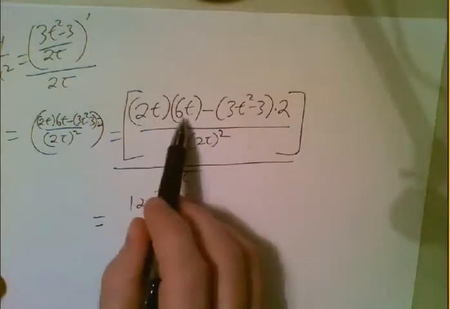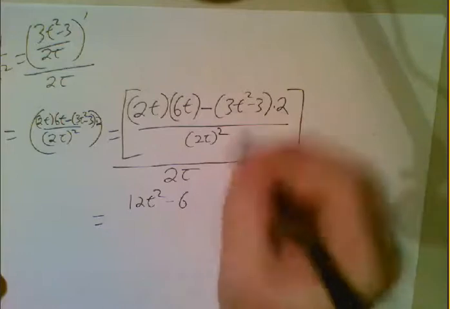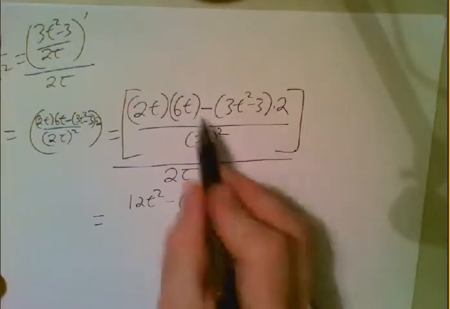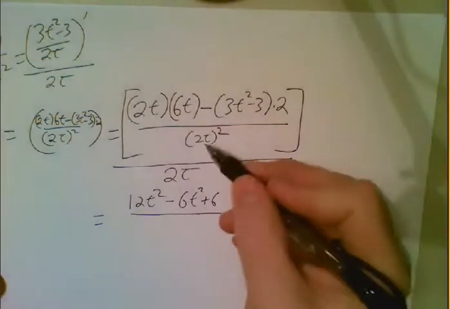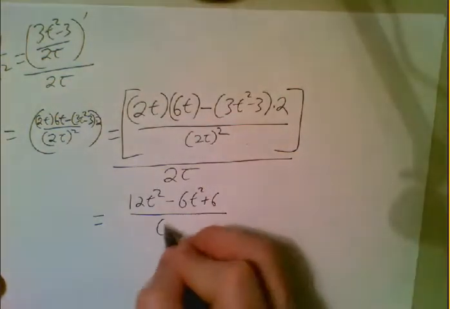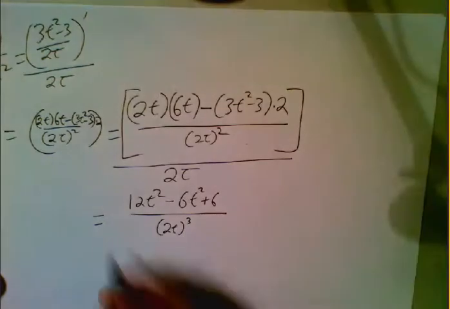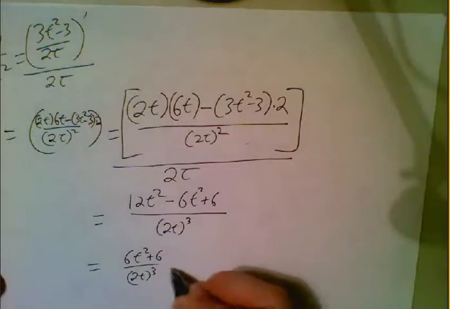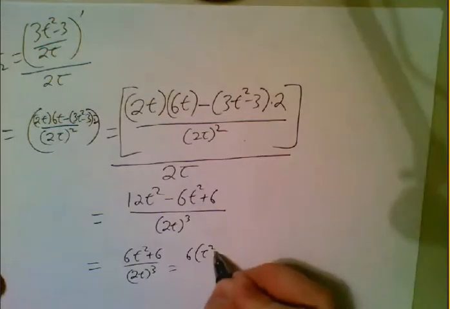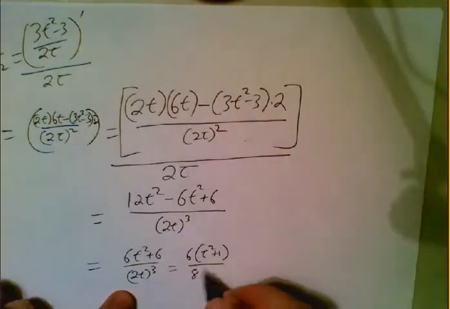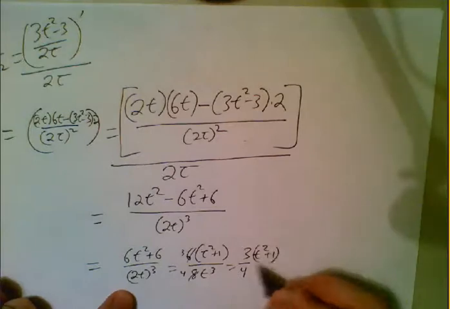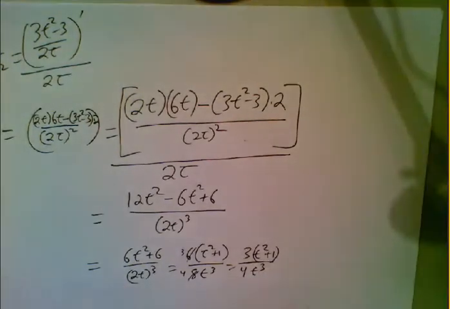So cleaning this up, 12t squared minus 6t squared plus 6, right? Minus 6 here times negative is positive 6. All over, well, I have 2t squared here, and I have a 2t here. That's really 2t cubed. So this is (6t squared plus 6) over 2t cubed. Let's take out the 6. t squared plus 1. This is really 8t cubed. So that's 3... what's that? 3/4. So 3(t squared plus 1) over 4t cubed. And there's our second derivative.